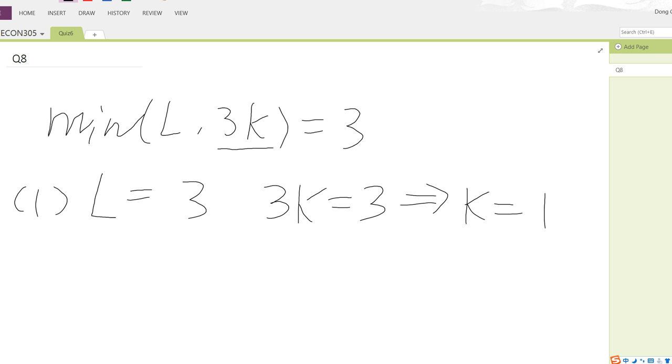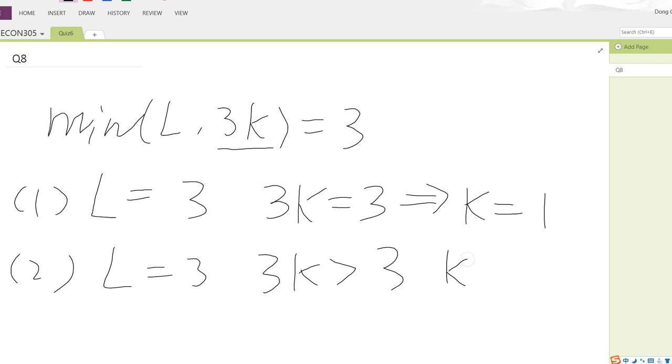Keep in mind that the production function is the minimum of these two. So for other choices, for example, if L equals 3, we can also make 3K to be above 3. So the second scenario is L equals 3, but 3K in this case is greater than 3, right? So K is greater than 1. That also makes the minimum of these two equal to 3, because now L equals 3 is the smaller number of these two.